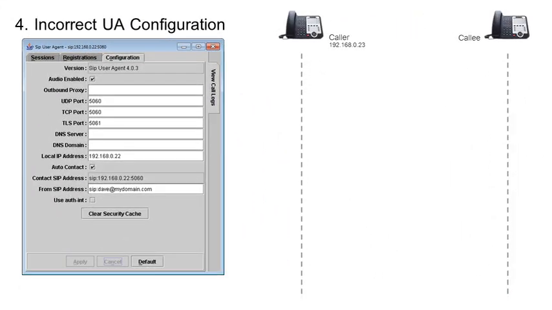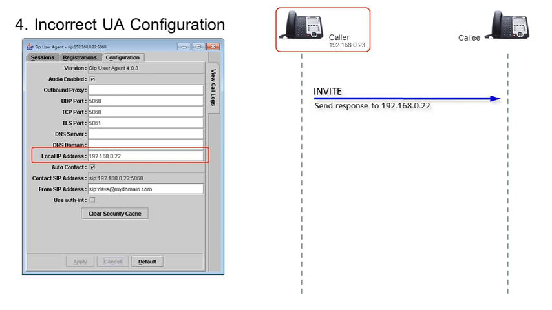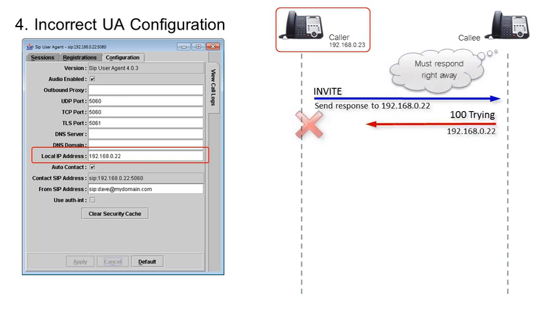Finally, problems could be due to badly configured user agents. If the user agent is configured to think it sits on 192.168.0.22, when it actually sits on 192.168.0.23, the outgoing request will tell the downstream user agent to send the response to the wrong address. Accordingly, the response is sent, but doesn't arrive as planned. Check that the user agents are configured with the correct settings. Now, many user agents these days pick up their IP addresses automatically.